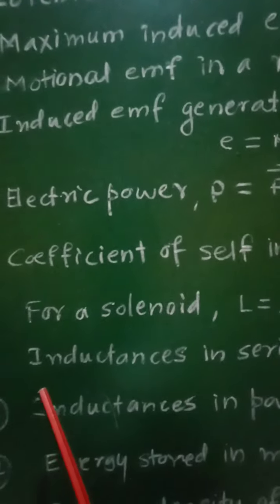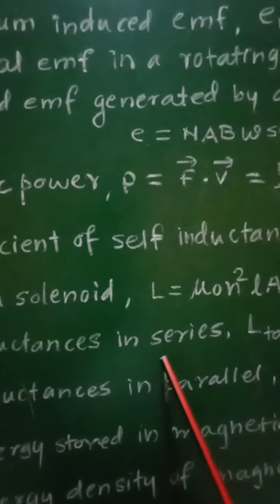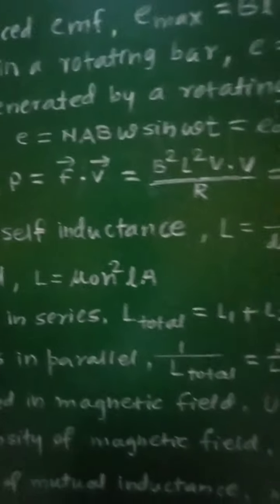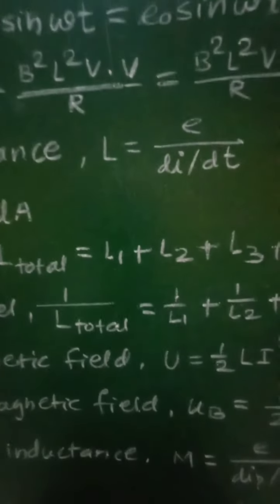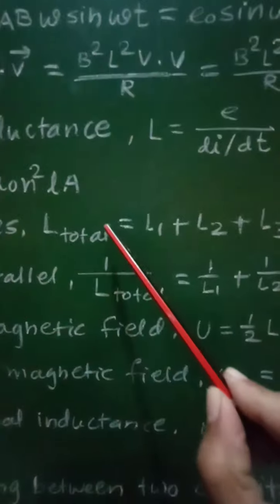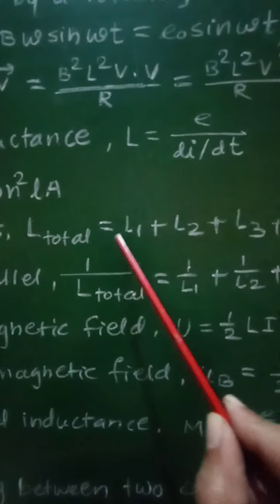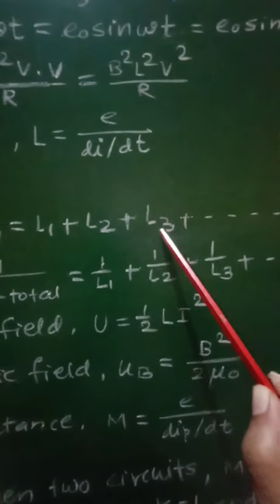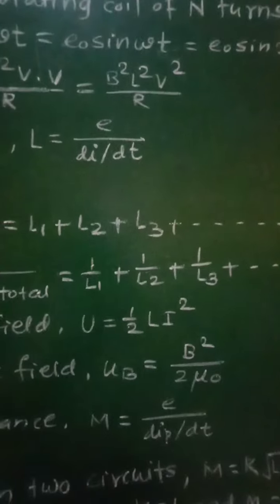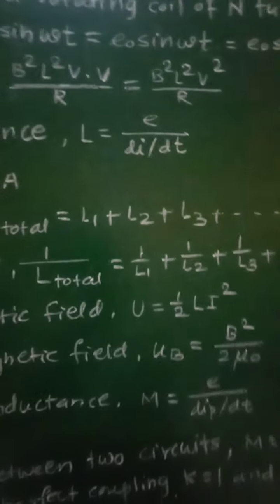Then 10th formula is for inductances in series. If L1, L2, L3 up to Ln are the inductances, and if they are connected in series, then the effective inductance L total will be equal to L1 plus L2 plus L3 and so on.